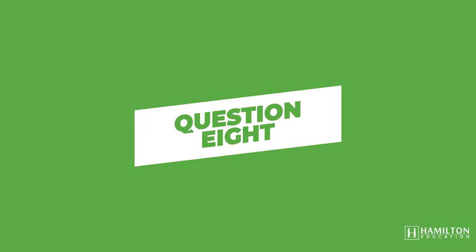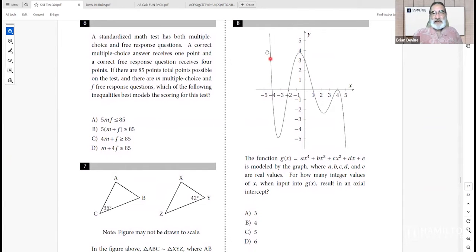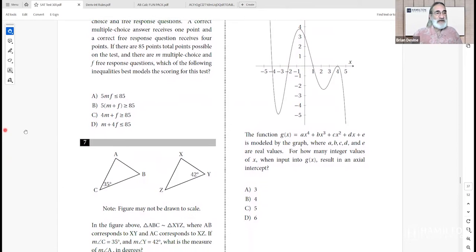Question 8. In question 8, we're given a graph. And we can see that it crosses the x-axis once, twice, then goes across the y-axis, then crosses the x-axis, then touches the x-axis and bounces off. Okay, so that's what we can see.